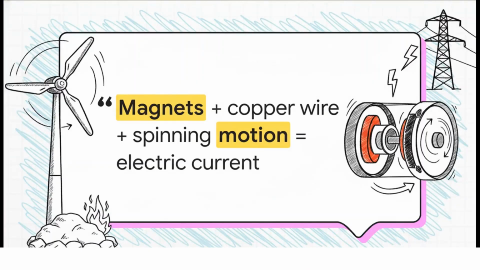So how exactly did Faraday and the modern scientists who followed him figure out how to generate this flowing power? It wasn't magic, for sure. It was a brilliant application of physics that we still rely on today for almost all of our power. The formula is simply magnets plus copper wire plus spinning motion equals an electric current. Whether you're burning coal to make steam or using wind to spin a propeller, the fundamental goal is literally exactly the same. You just need to create spinning motion around magnets and copper wire.